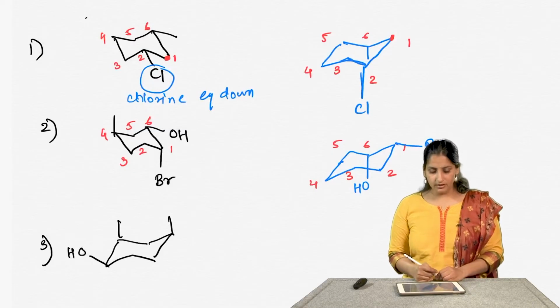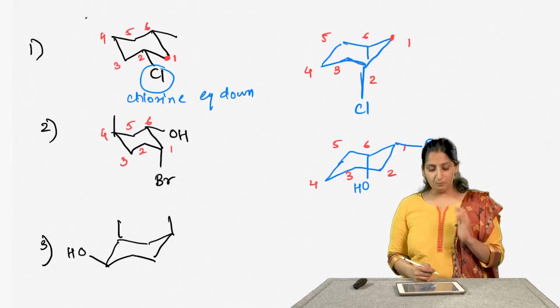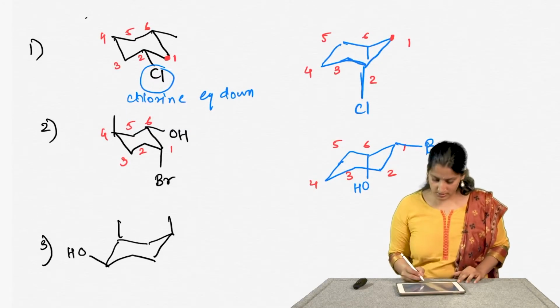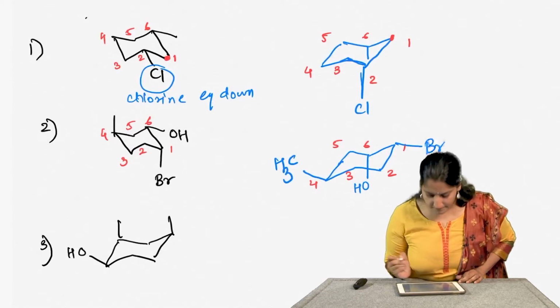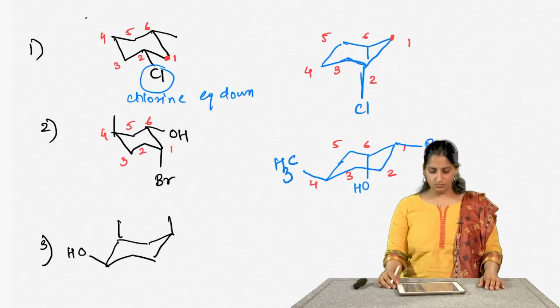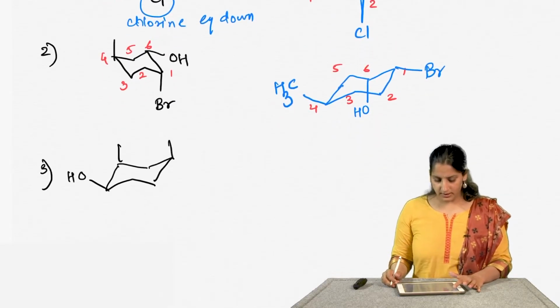Carbon number 4 here has an axial up group. So, in this case the methyl is going to go equatorial up. So, that becomes the chair flip for this molecule. Let us go ahead and solve the next one.